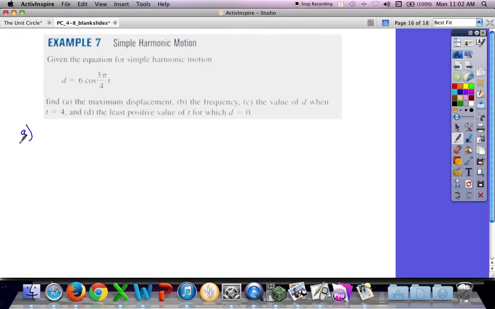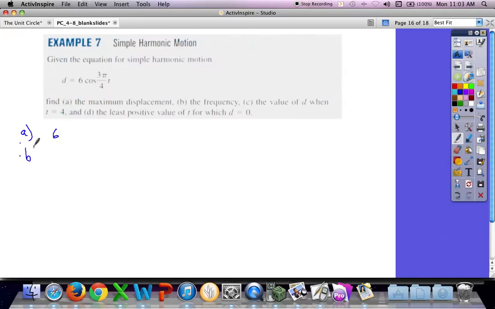What's the maximum displacement? Which number there is telling us that? The 6, right? Because without the 6 there, cosine varies between -1 and 1. With the 6 there, now it's going between -6 and 6. It's an amplitude, right? So we would say right away, the maximum displacement is 6.